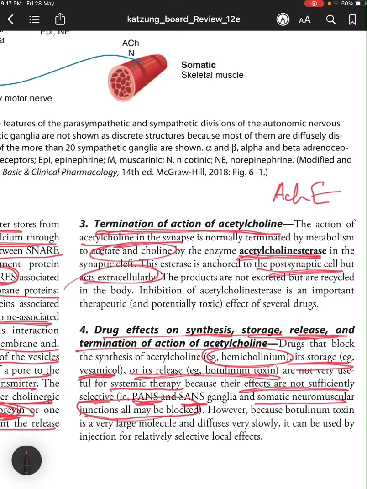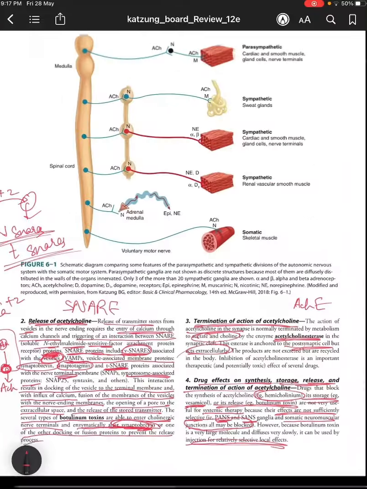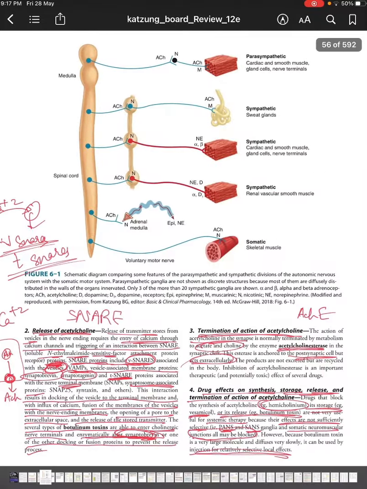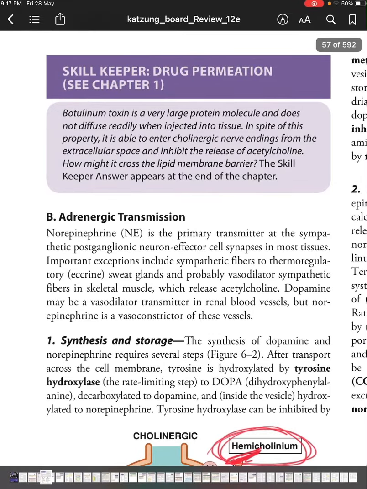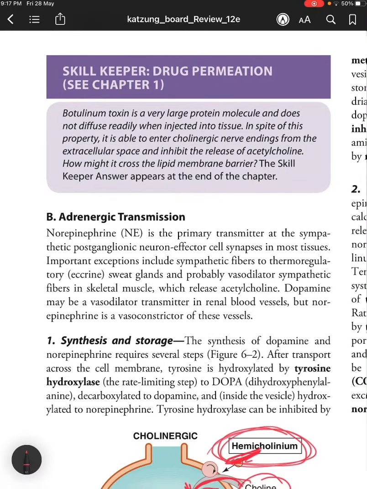However, because botulinum toxin is a very large molecule and diffuses very slowly, it can be used for injection for relatively selective local effects. That is why we do something called Botox, right, in plastic surgery. So it's a procedure. It can be selectively used. Botulinum toxin is a very large protein molecule, and does not diffuse readily when injected into the tissue. In spite of this property, it is able to enter cholinergic nerve endings from the extracellular space and inhibit the release of acetylcholine. So how might it cross the lipid membrane barrier? That is something that needs to be thought about.